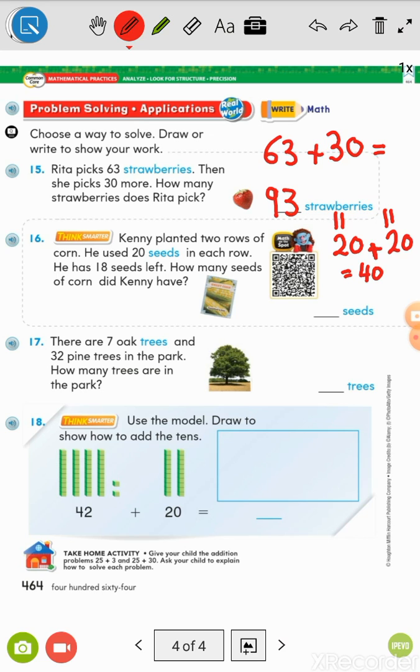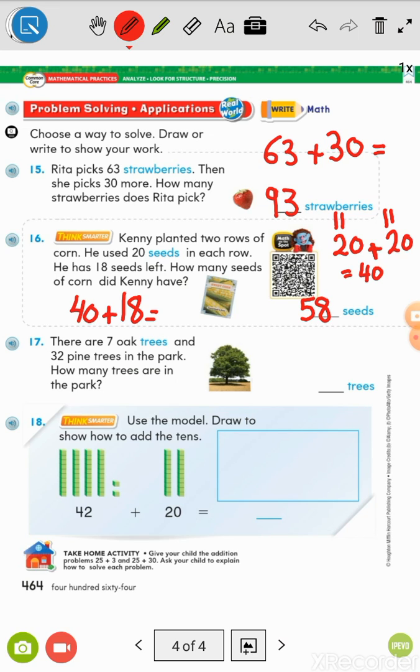And after that he has 18 seeds. So 40 plus 18 equals, we can draw it. We can draw 40 as 4 lines and 18 as 1 line and 8 circles and count all of them. How many lines do we have? How many circles do we have? 5 lines and 8 circles, so it is 58.